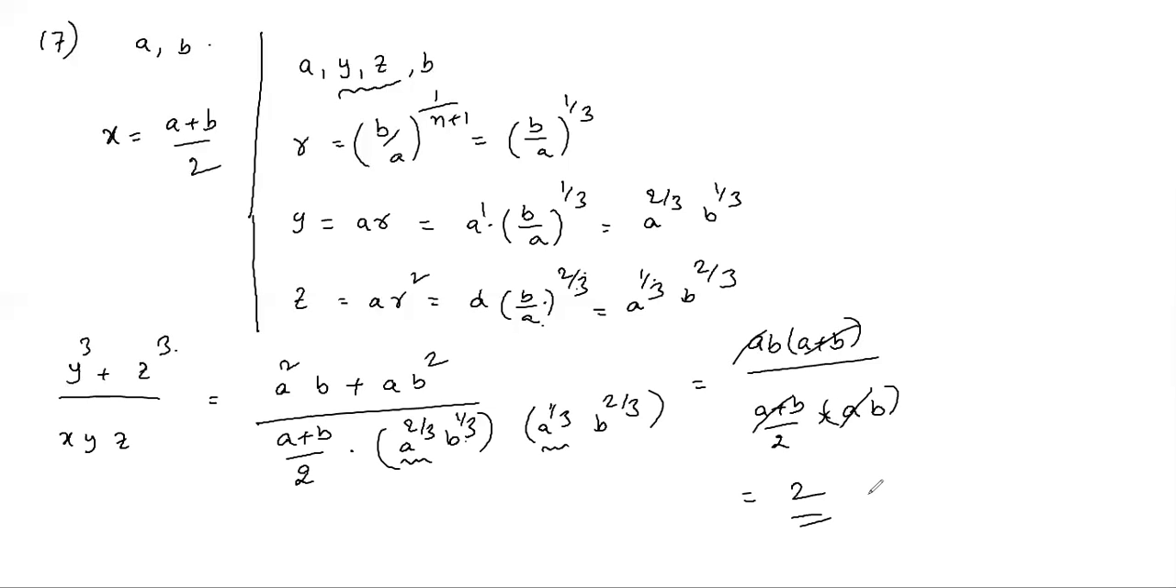Okay, any two numbers, so I am taking the two numbers as A, B. X is the arithmetic mean, which means A plus B by 2. Next, between A and B we are taking two geometric means Y and Z. If you insert two geometric means between any two numbers A and B, the common ratio is B by A whole power 1 by n plus 1. Here n value is 2, so 1 by 3. So according to that, you write the Y value and Z value, substitute into Y cube plus Z cube by X, Y, Z, and simplify, and you will get the answer 2.